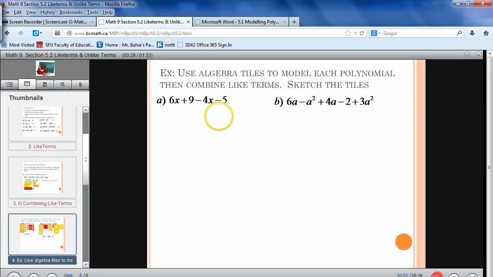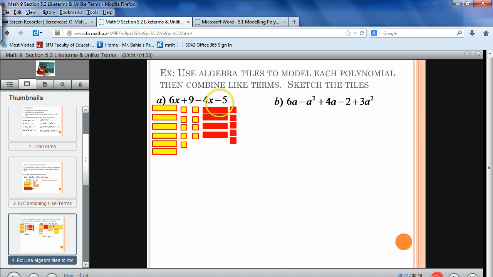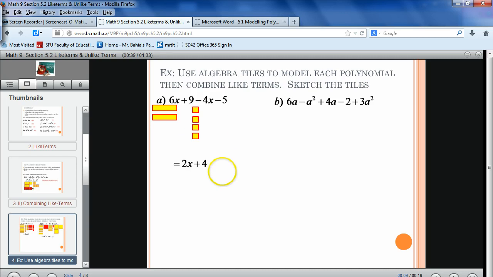Okay, I'll quickly show you with the algebra tiles how to do this. Again, that and that are going to be like terms. 6 yellow rectangles plus 9 little squares, negative 4, that's 4 red rectangles, negative 5, 5 red rectangles. We do the cancel out thing, the 0 pairs, those 4 cancel out those 4, and these 5 will cancel out 5 from there. And you're left with 2x plus 4.